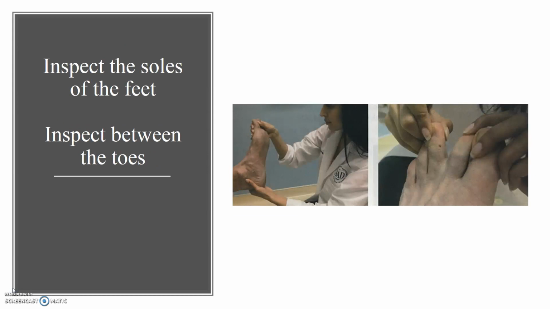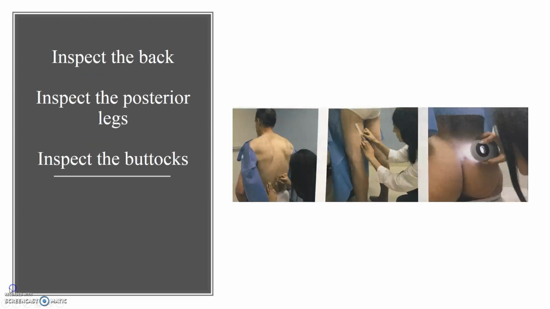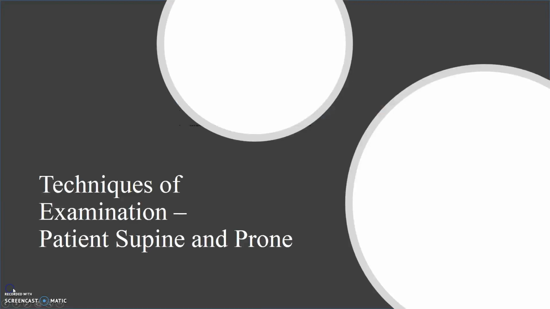Inspect and palpate the toenails and inspect the soles and between the toes. Now ask the patient to stand so you can inspect the lower back and the posterior legs. If needed, ask the patient to uncover the buttocks. Remember, examination of the breast and genitalia may be saved for last.